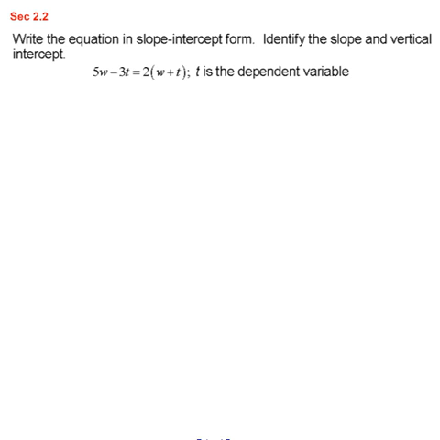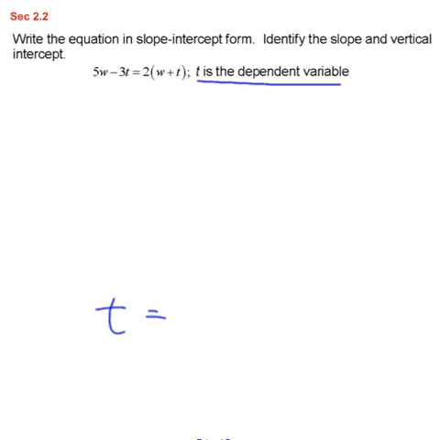Section 2.2, our first problem: write the equation in slope-intercept form, identify the slope and vertical intercept. This is one where we've given you an equation that's not x and y, so we have to tell you which variable is the dependent variable. It says here that t is the dependent variable. Remember, the dependent variable means the one that you want to solve for. So when we get this solved, we want to wind up down here with t equals something. That's what t is the dependent variable tells you. It means solve for t.